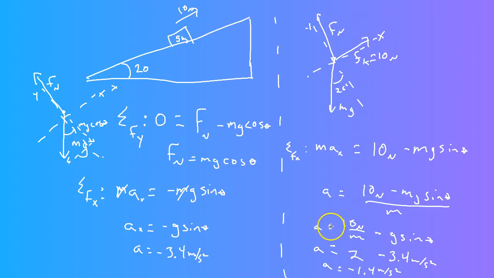Alright, we're going to do this one more time, but in this case, instead of there being friction, we're going to have another mass involved. So we have this block sitting on the ramp, and this time there's a mass hanging right here. This one will have 5 kilograms of mass, and this one will have 2 kilograms.